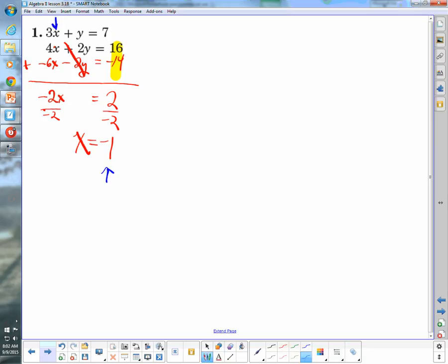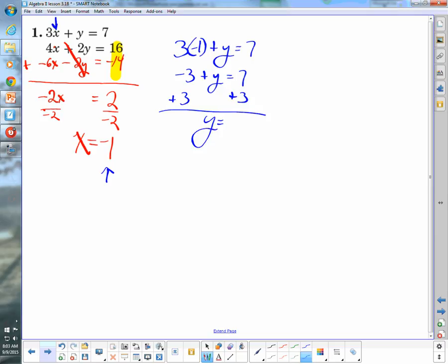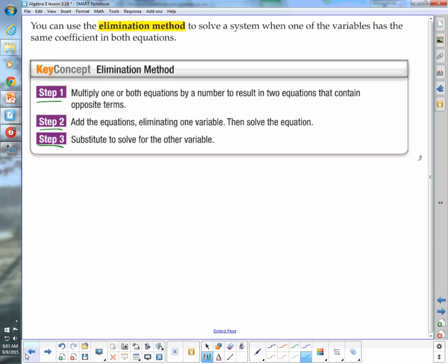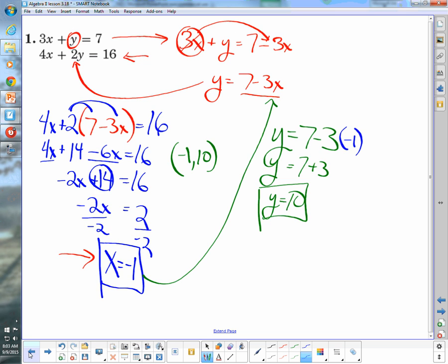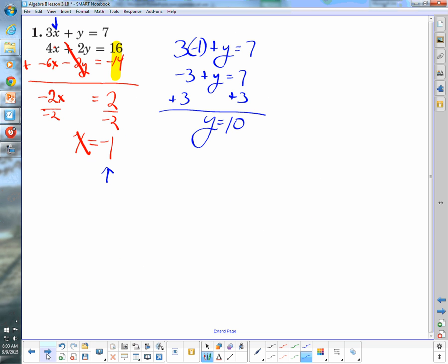So 3 times negative 1 plus y equals 7. All right, negative 3 plus y equals 7. Let's add 3 to both sides, and y equals 10. All right, I've got the same solution for x and y as we did in this one right here. This is quicker and more concise, and you'd be much better at it. So your solution on this one is negative 1, 10.